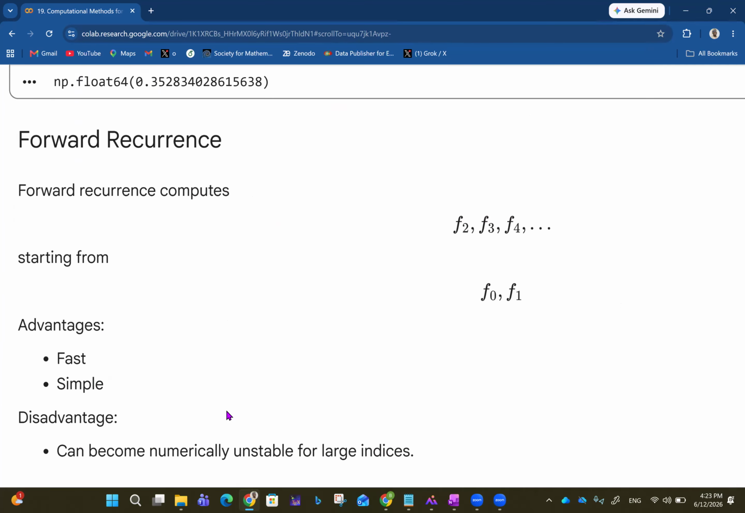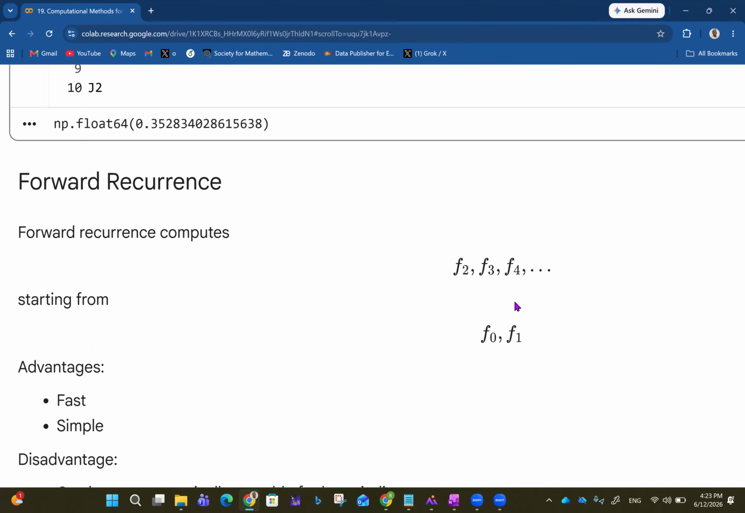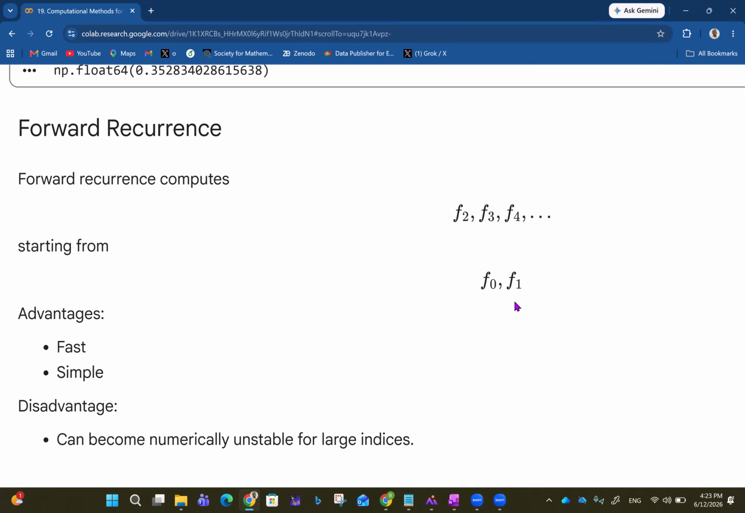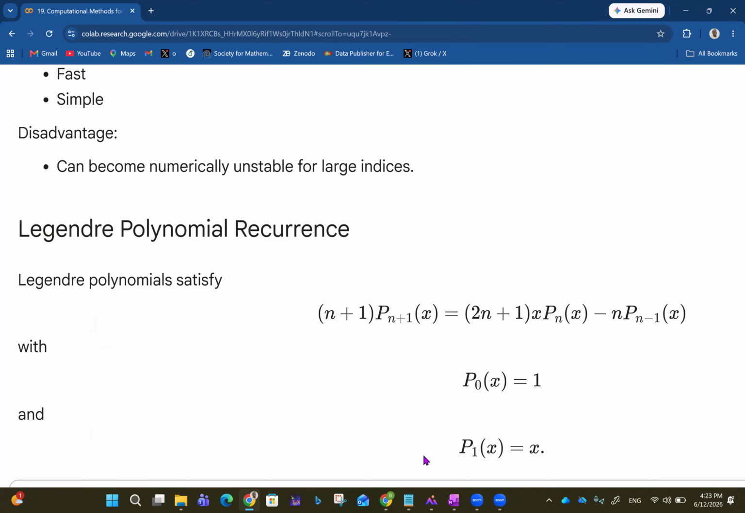And then, still on recurrence, we move on to talk about forward recurrence. Forward recurrence computes F2, F3, F4, and so on, starting from F0, F1. So given F0, F1, for instance, that Bessel thing, we can use F0, F1 to generate F2, we use F1, F2 to generate F3, we use F2, F3 to generate F4, and so on and so forth. The advantages are that it is fast and simple. The disadvantage is that it can become numerically unstable for large indices. So when you keep going, it can become really big and unstable.